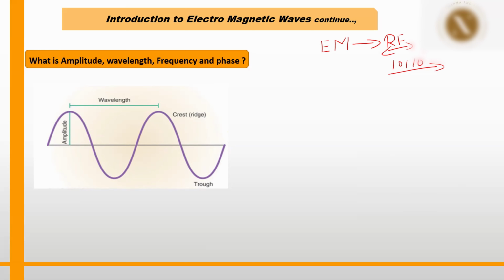To understand this, we need to know how these waves work, what the characteristics of these RF waves are, or of any wave for that matter in the electromagnetic spectrum. If you take a wave, it has amplitude, it has frequency, and it has phase. We'll understand them one by one.